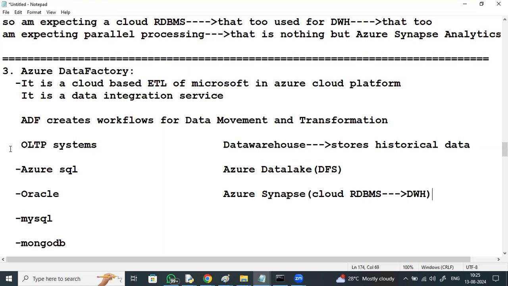Yes, for OLTP systems, you can see Azure SQL. In the data warehouse, you can say Data Lake and Synapse. Where do you see this ADF here?